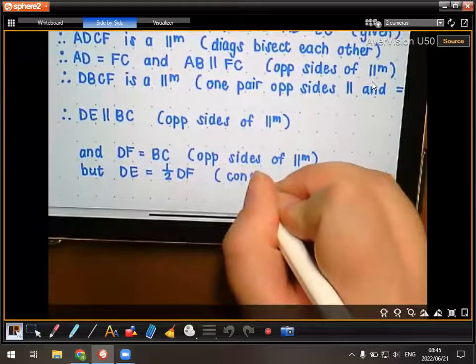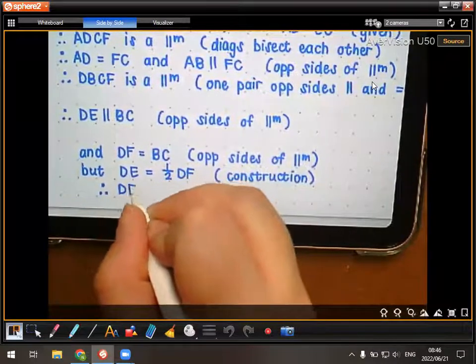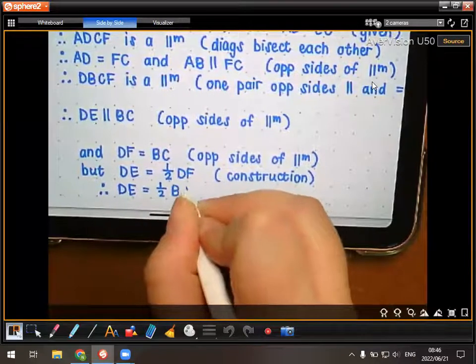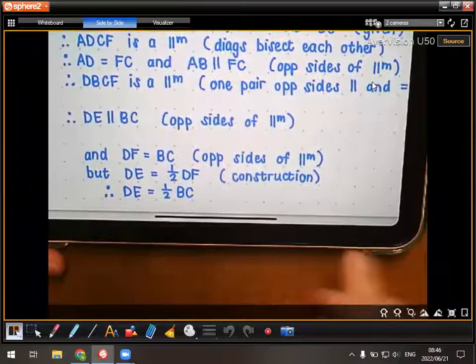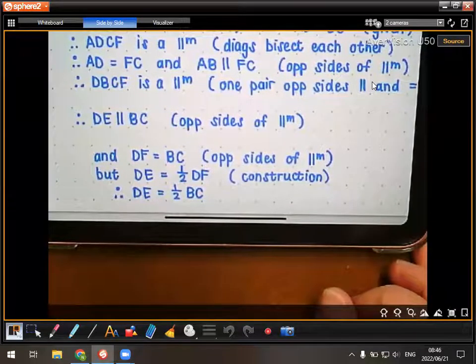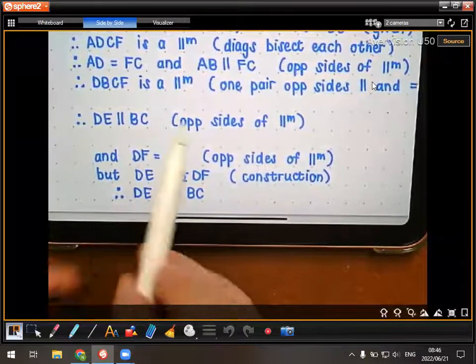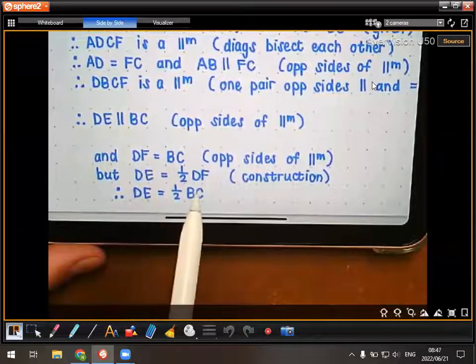Yes, but just make sure that you do the rest of the statement. Let me just check if I wrote that all correctly. DF is equal to BC, but DE is half of DF, so DE is half of BC now. It's from these two. So DF is equal to BC, and we know that DE is half of DF. So to get to that last statement, I'm basically just replacing DF with BC.